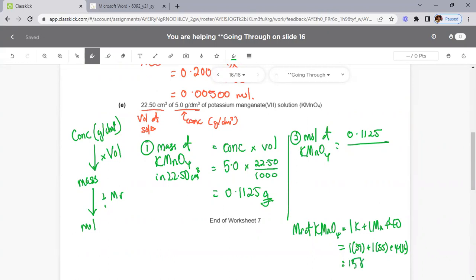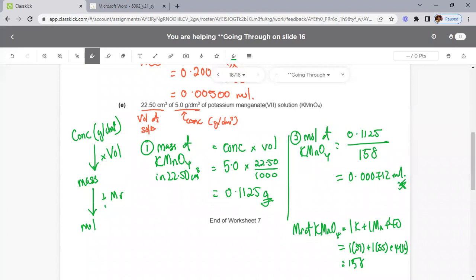So to find the mole, I'll take 0.1125 divided by its MR, which is 158. I'm going to get the answer, which is 0.000712 mole. So this is the answer.